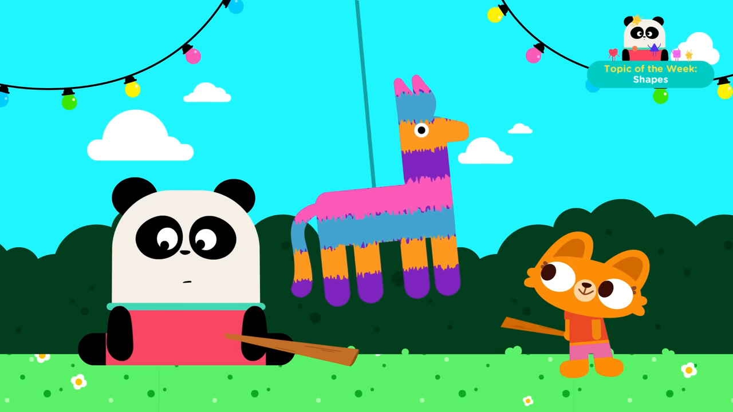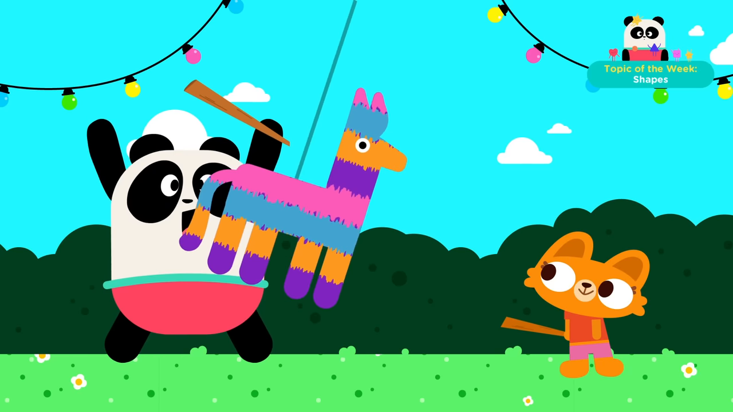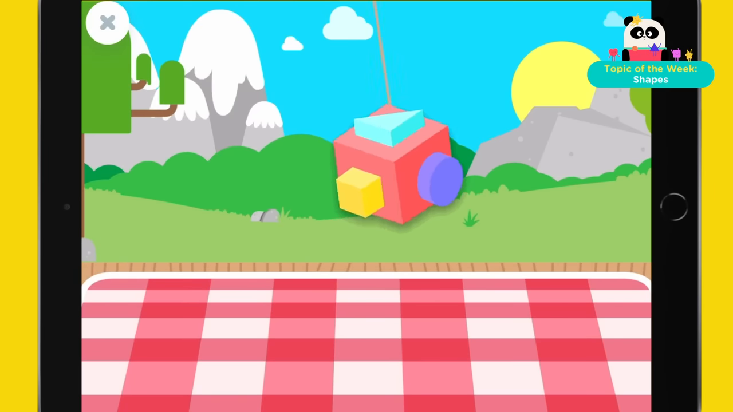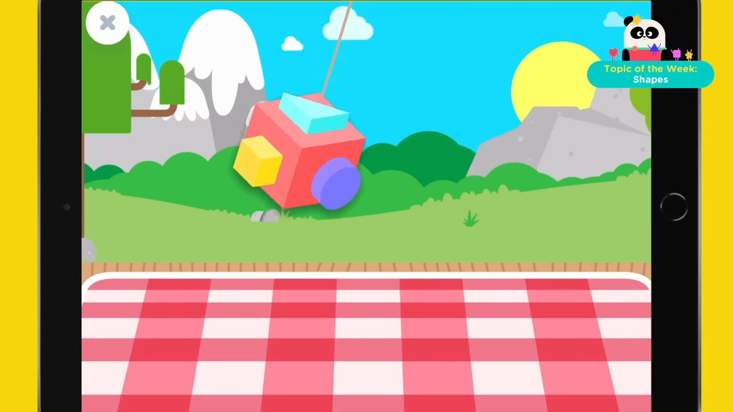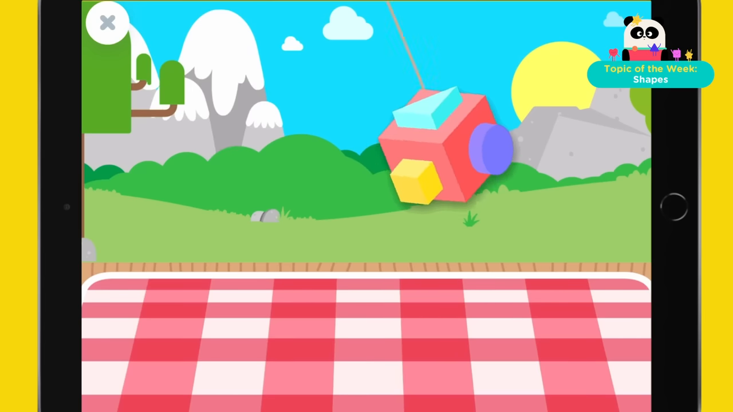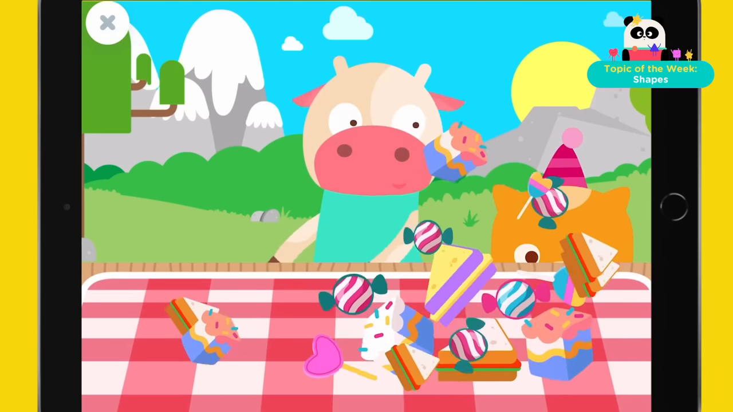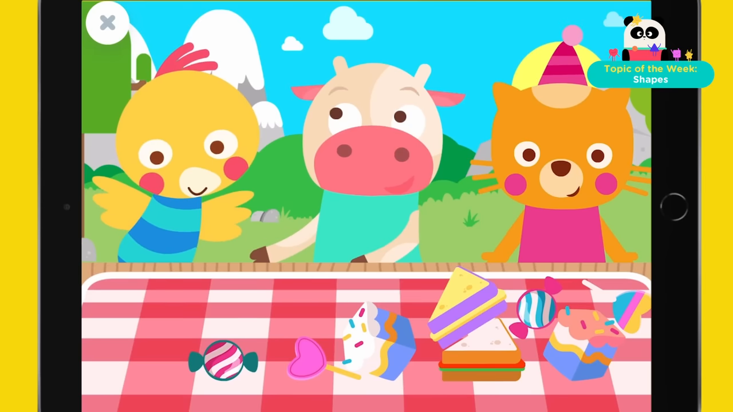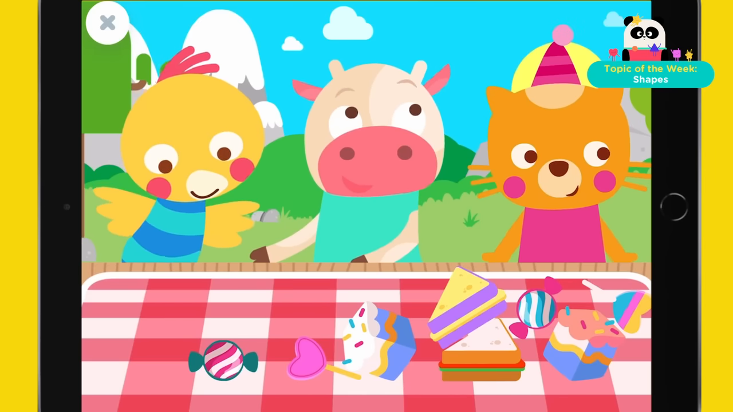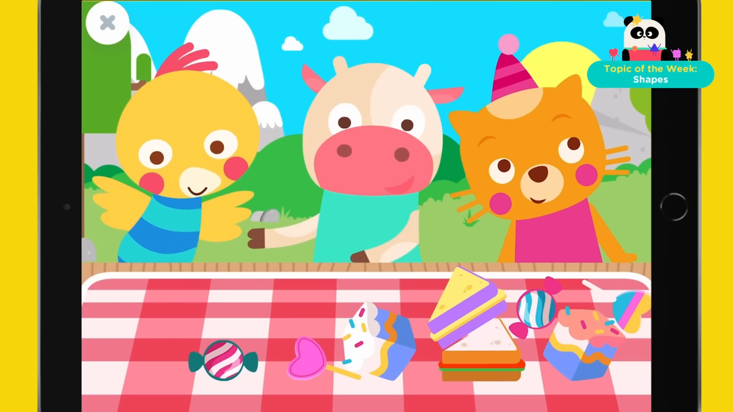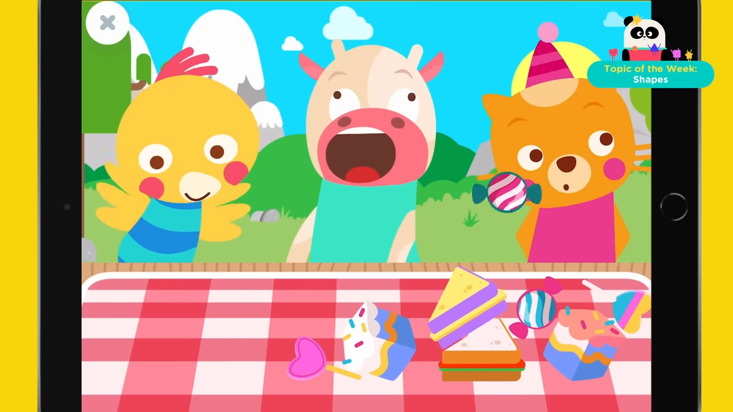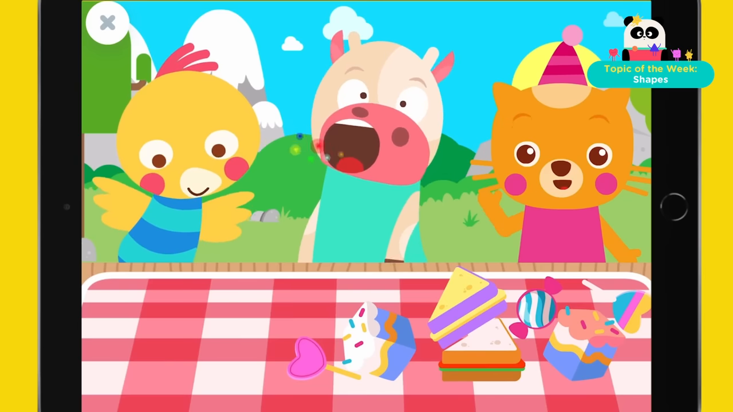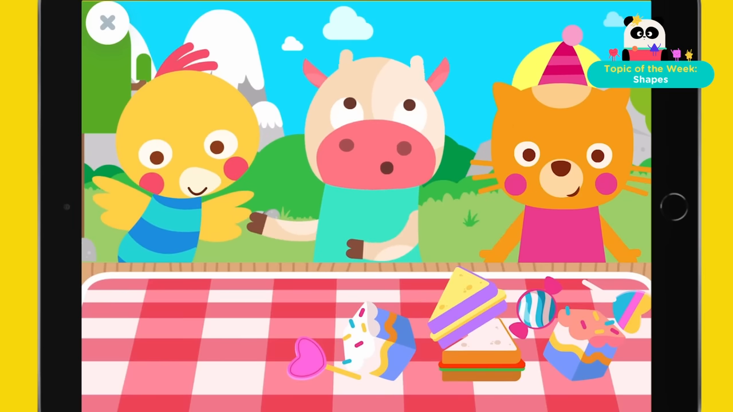Let's see what shapes and candies are inside the piñata. A piñata. What do you think we can find inside? You have to touch the circle to open it. Ah, how many sweets! I think our little friends are hungry. Shall we feed them? Cowy wants a circle candy, please. Mmm, yummy! Lisa wants a square little piece of cake.